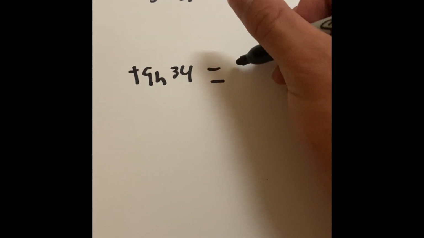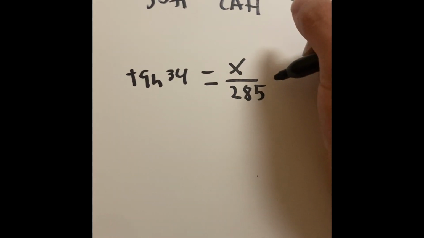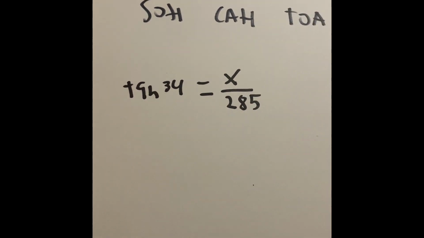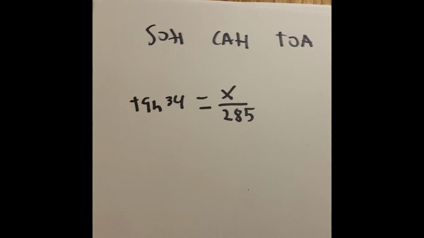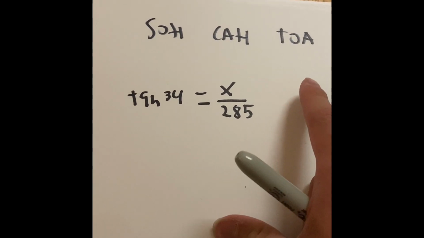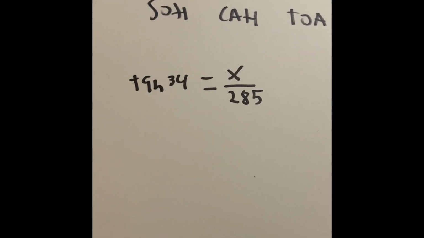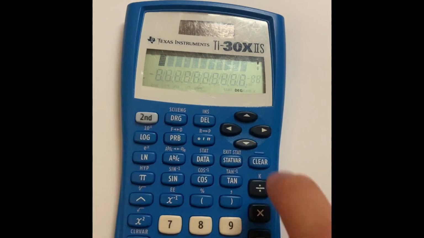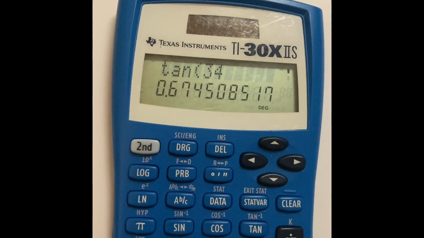That has to equal x divided by 285. The reason why we did that is we had to find x, which is the height, and 285 feet is the adjacent side. So we have to find the tangent of 34 degrees. Use the calculator. So we're going to say the tangent of 34, and we get this.